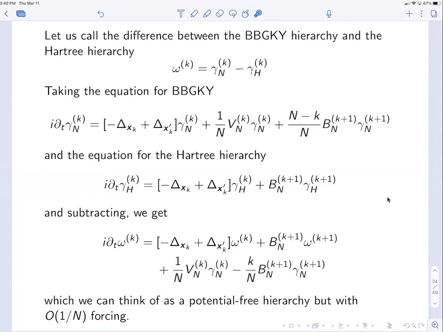But now you can look at this. So this is now a hierarchy in omega k for this difference, and we see that on the first line, it has no potential term, and it's just the same as the Hartree hierarchy. But then there are forcing terms driving it on the second line, and those forcing terms are all prefaced by a 1 over n. All right, so then there's some hope that if you have sufficiently good estimates, the 1 over n gives you a gain, and so this forcing is relatively small.